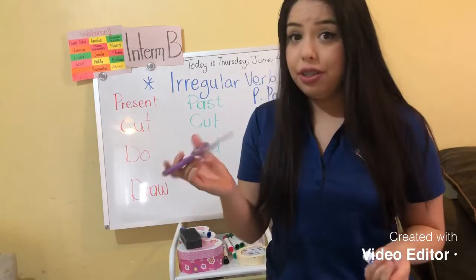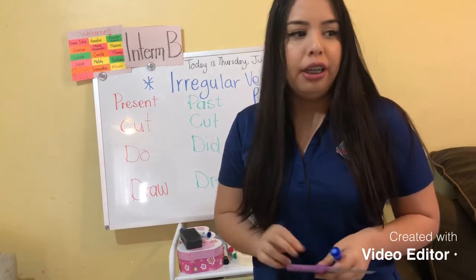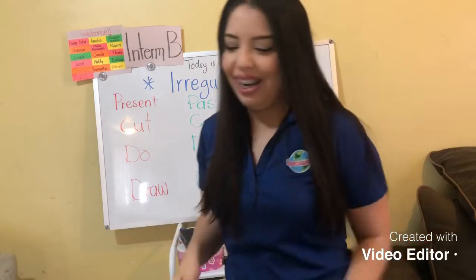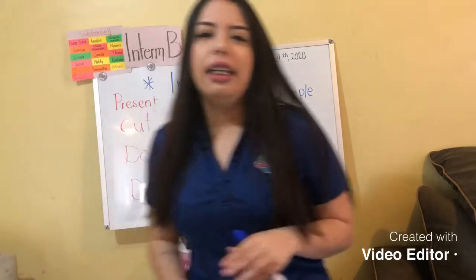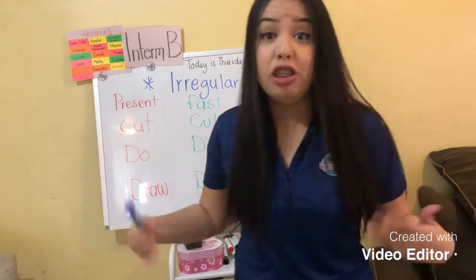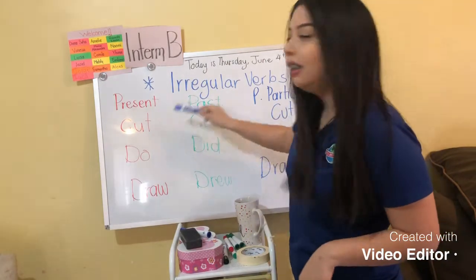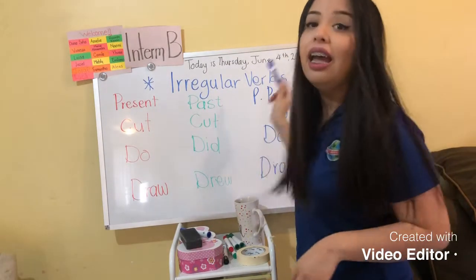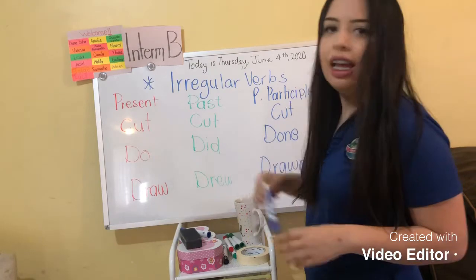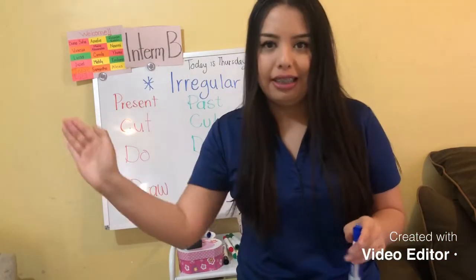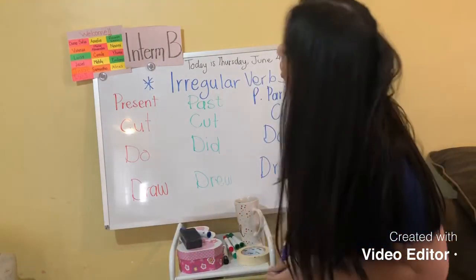It's when you have scissors or something else, another tool, and you cut paper or you cut your hair or whatever, okay? So that is cut. And cut is super easy because it doesn't change, it's the same. In the present, cut. In the past, cut. And in the past participle, cut. So you don't have to memorize, it's the same. Cut, cut, cut. Finish. Now the number two.